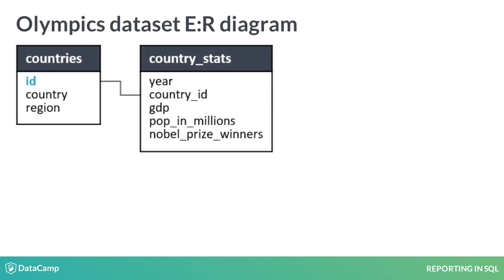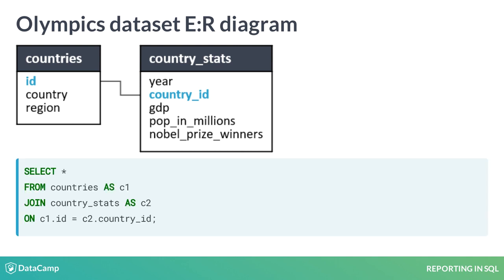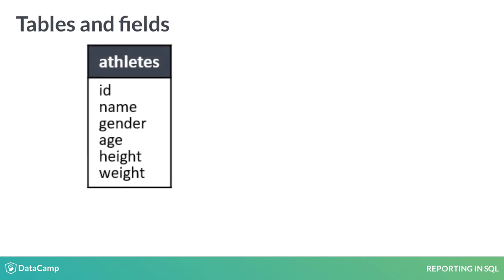For example, each ID field in the Countries table represents a unique country. This ID relates to the Country ID field in the Country Stats table. It should be no surprise then that when we join the 2 tables, we join on these 2 highlighted fields. Let's dig a bit deeper into each of the tables.